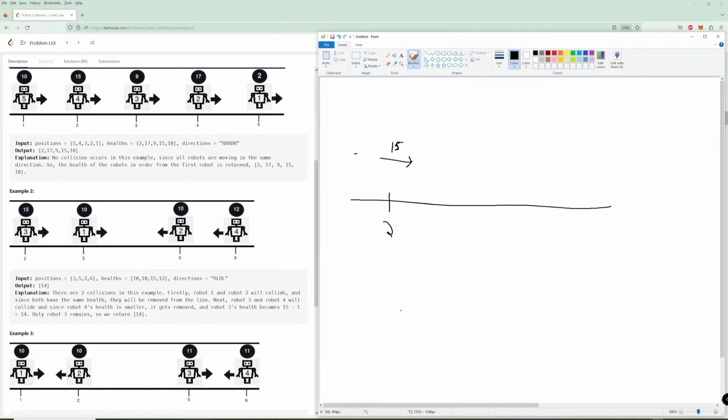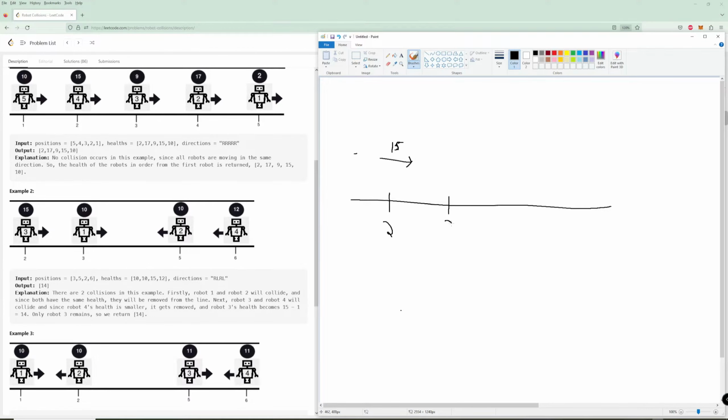The way we're going to represent these is we're not actually going to care about the position. We just need the position to give us the order of the robot. So we need to process this data and sort it in order of positions, and we also need to keep track of the index, but I'll go over that. We're going to process this data in order of positions and put it in a stack. So for this example, we put this robot down at index 2, with health 15.